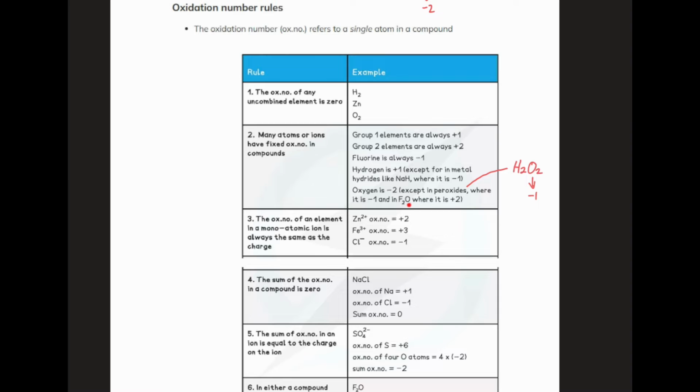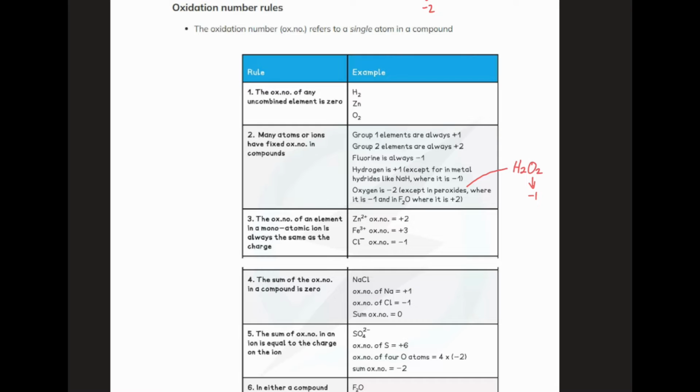The other example is F2O. Because fluorine is more electronegative, oxygen has to be positive here, so the oxidation number of oxygen is positive 2. This is a special case. So we have two special cases here: peroxide is one, and F2O is the second, where oxygen takes an unusual oxidation number of positive 2. Other than these, you just take oxygen as negative 2.